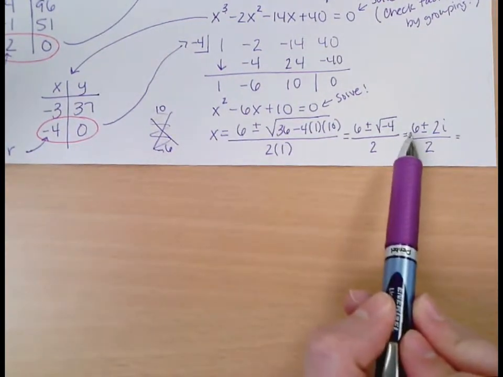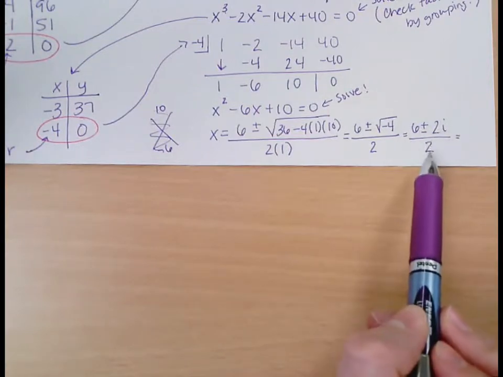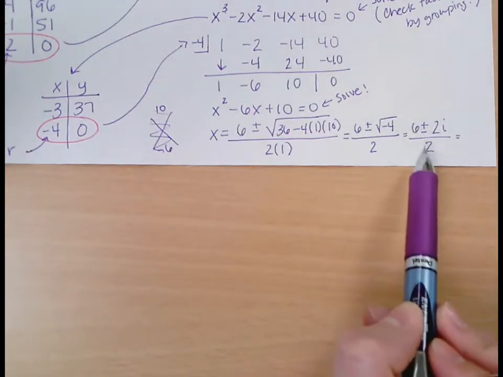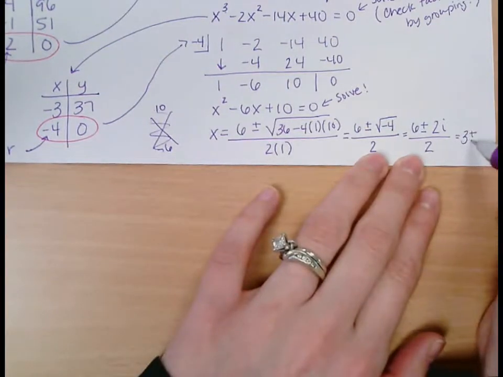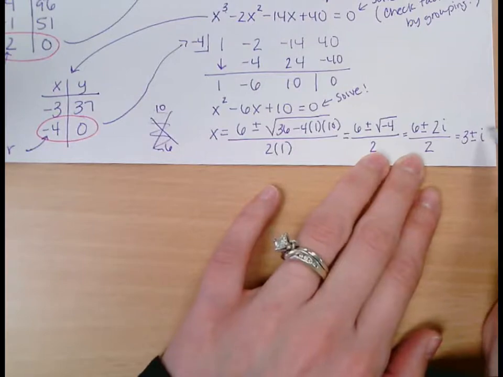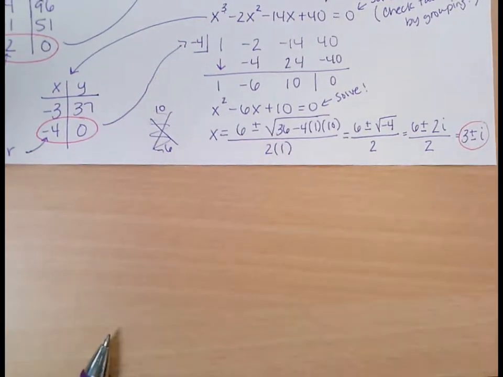And then since 6 and 2 on the top can both be divided by the bottom 2, we can divide all 3 of those numbers by 2. So this is really 3 plus or minus 1i, or just i. And those are your other 2 zeros, 3 plus i and 3 minus i.